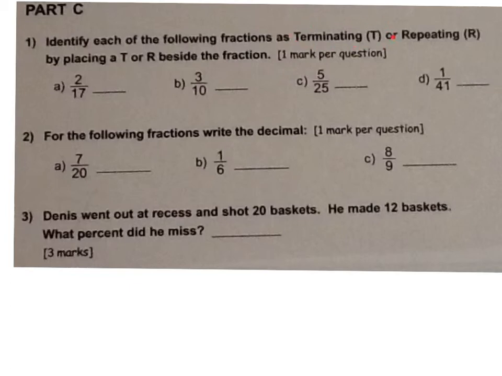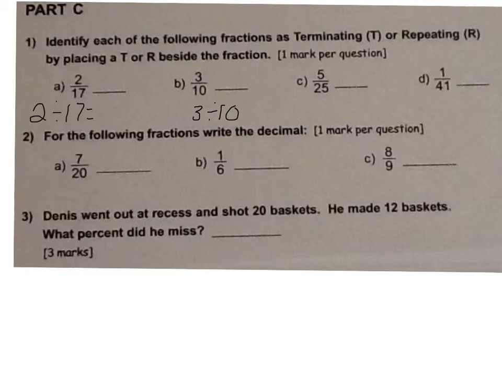Terminating. A terminating fraction is one that when you put it in the calculator, it stops. You get a nice, easy number. Repeating means it's going to keep going and looking really, really ugly. So remember that 2 over 17, when we put in the calculator, that's 2 divided by 17. 3 over 10 is 3 divided by 10. That's why that middle line in our fraction is the division line.